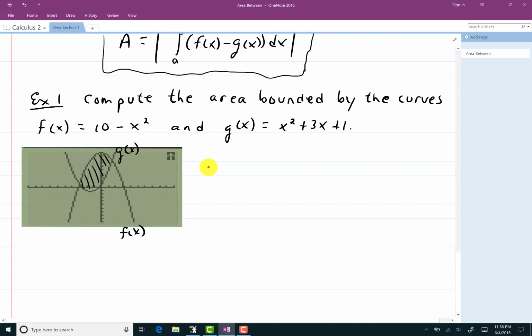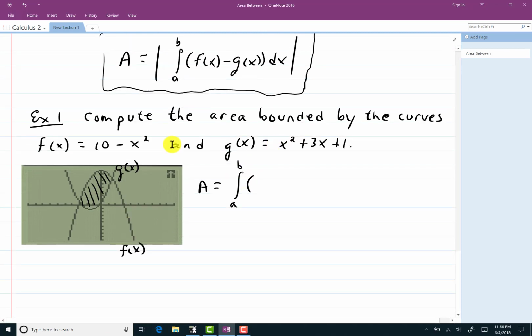So the area is going to be the integral from a to b of f of x, which is 10 minus x squared, minus g of x, which is x squared plus 3x plus 1. Notice that I put parentheses around g just to be on the safe side. Now the only thing left to do is to figure out the a and b.